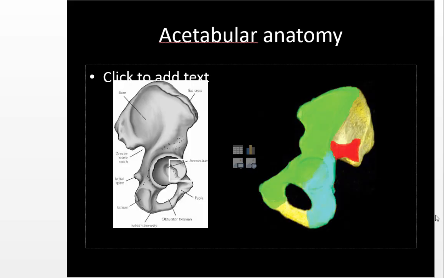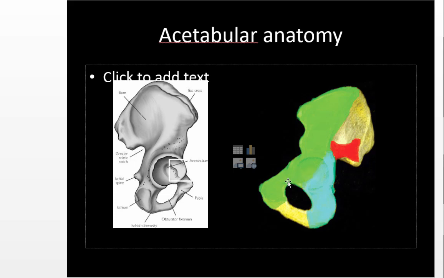implications. Okay, so this is what the acetabulum looks like on a lateral view. This is very important because acetabular fractures are classified based on their appearance when you're looking at the acetabulum en face, exactly like you're looking at it in this image right here.